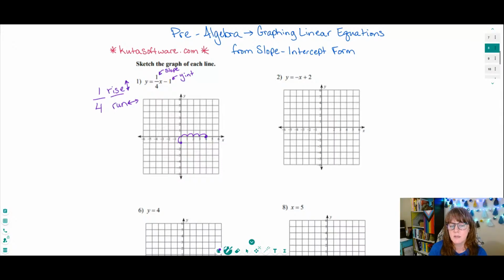A lot of students will make the mistake of putting a point here in the corner. We don't want a point there. That is just where we are changing directions from vertical to horizontal. And all we need are 2 points.